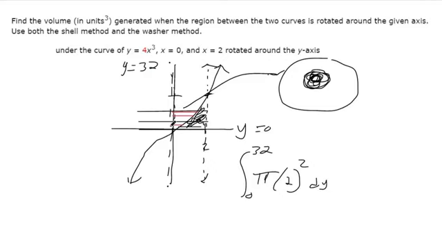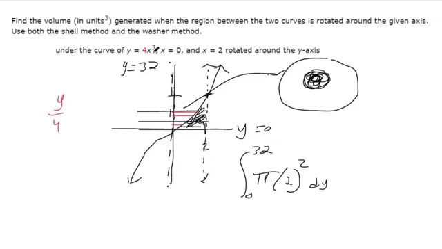The radius here, when it starts, is 0, and it keeps getting bigger and bigger according to this equation. And since we're integrating with respect to y, we've got to rewrite this equation in terms of y. So to do that, you would solve for x. You'd divide 4 from both sides.